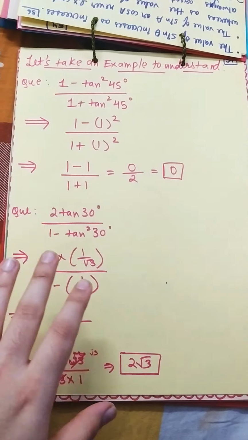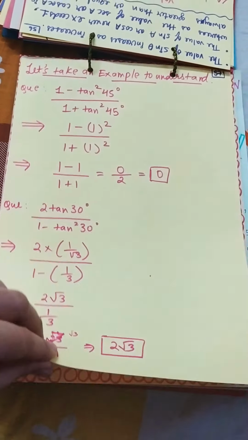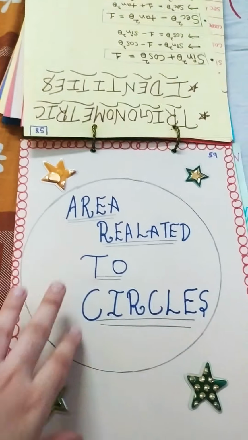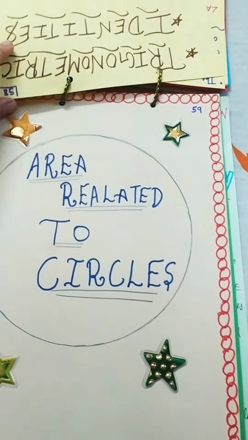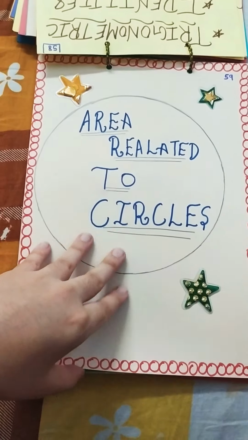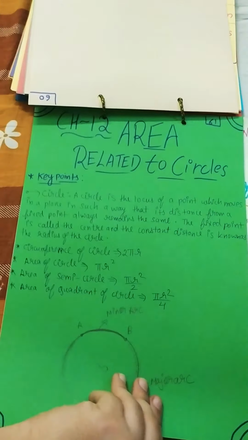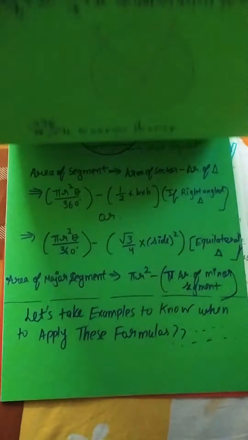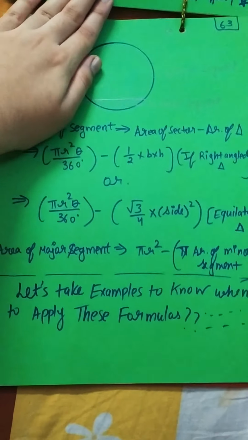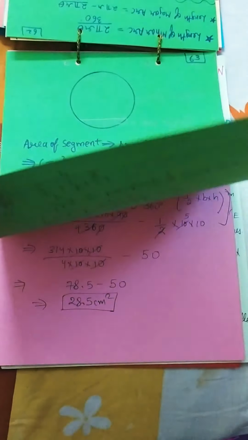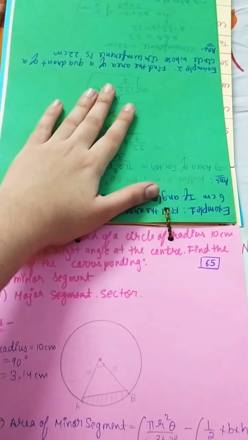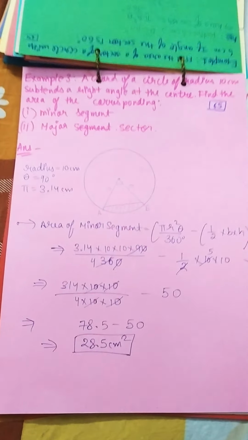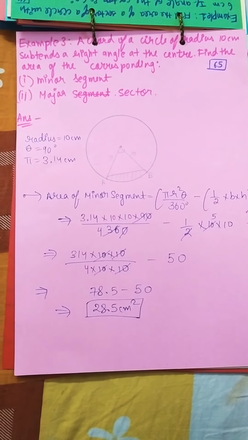So we have taken some examples. It's identities, trigonometric identities, and then it's area related to circles, chapter number 12. Wait for a while. Yes, it's area related to circles. It's a problem sum. You can also take from your textbook or your reference book.